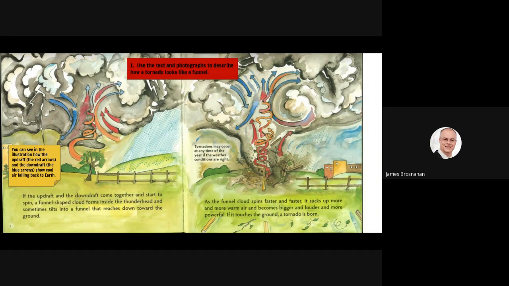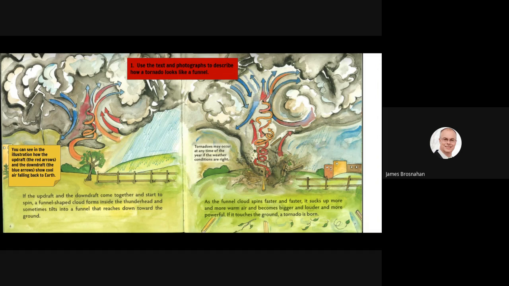If the updraft and the downdraft come together and start to spin, a funnel-shaped cloud forms inside the thunderhead and sometimes tilts into a funnel cloud, reaching down towards the ground. You can see in the illustration how the updraft, the red arrows, and the downdraft, the blue arrows, show cool air falling back to Earth.